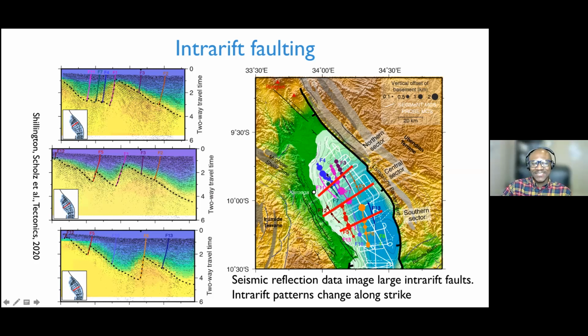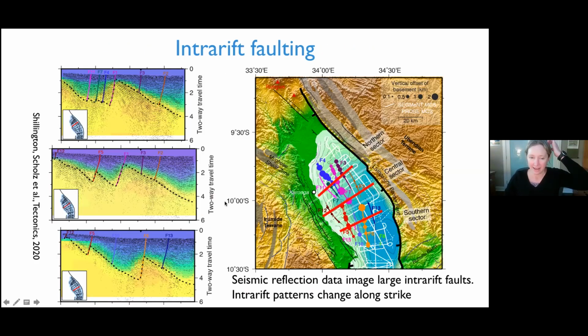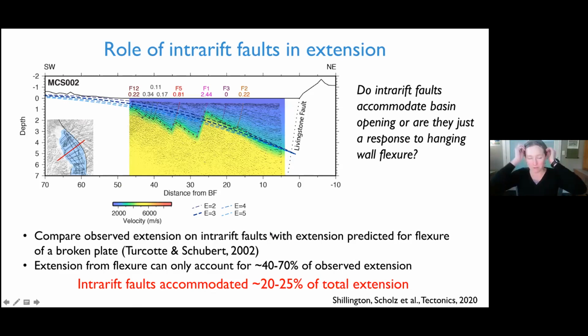On the right-hand side here is an updated fault map of this basin. These circles show the vertical offset estimated on these intra-rift faults, and you can see that the largest circles are over 2 kilometers. So one question we have is, how much do these intra-rift faults, as big as they are, contribute to basin opening? Because the border fault is gigantic, right? And there are 2 possible origins or contributions to this intra-rift faulting.